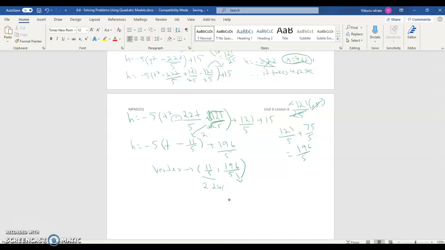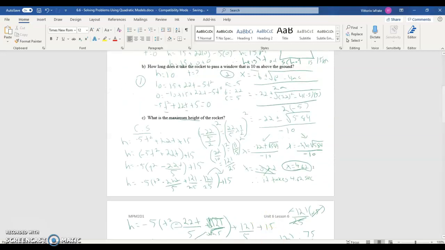But what is the maximum height? It's 196 over 5. Now, usually you want to keep it as a fraction. But let's take a look at what that is in decimals. 196 divided by 5 is about 39.2 meters. And it's a terminating decimal, so that's fine. 39.2 meters. You would write a therefore statement. Therefore, the max height is 39.2 meters.